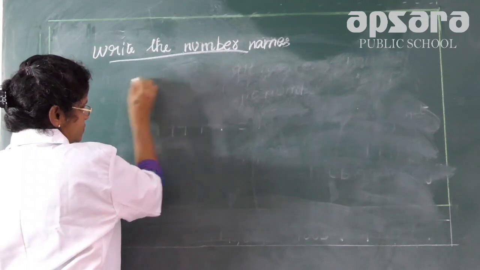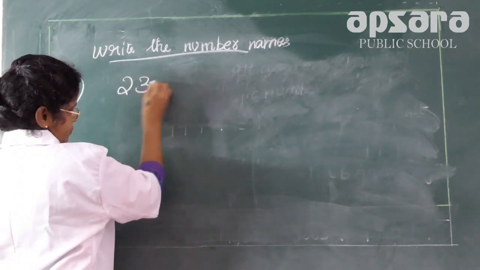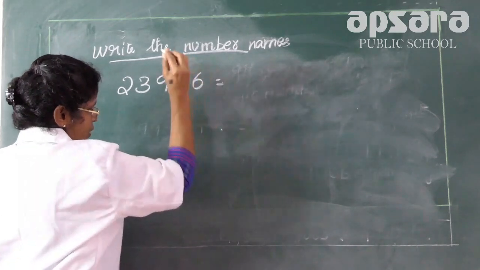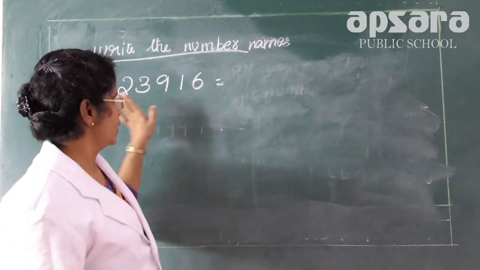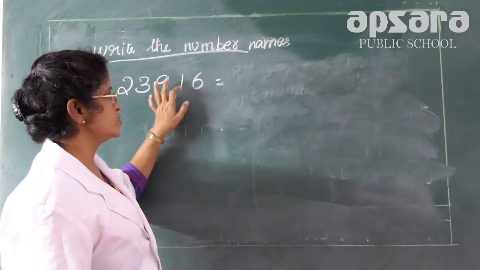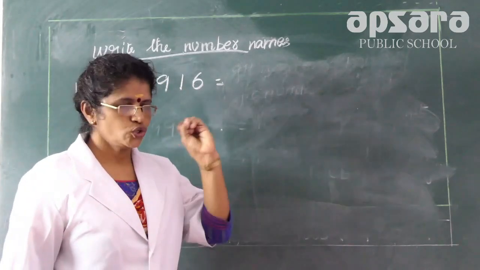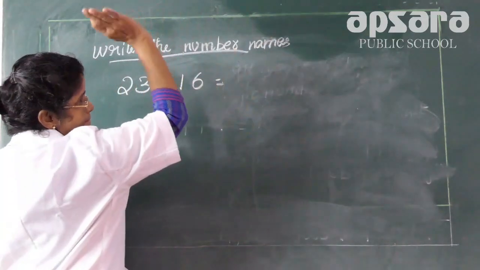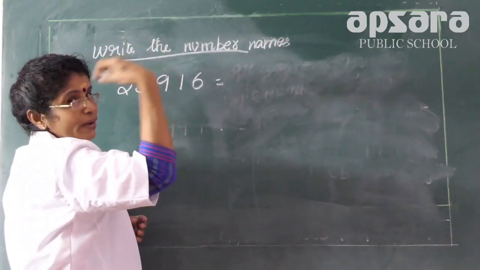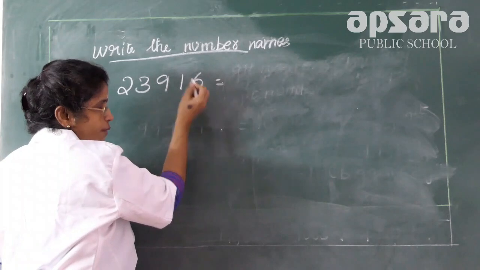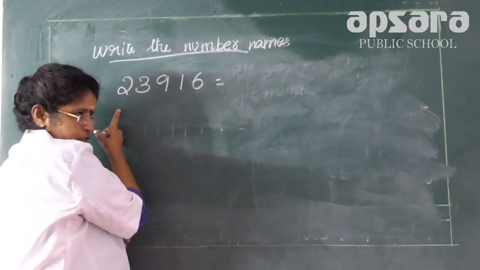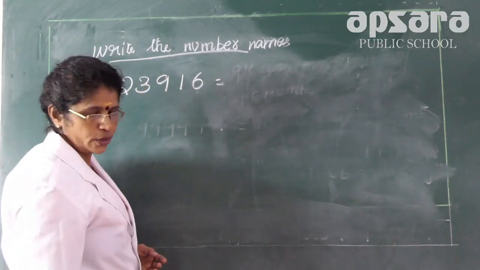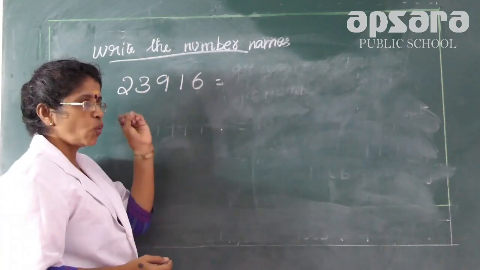Listen to the question. 23,916. How to write the number name? When you start counting, start from my right. You have to start counting from here, not from here. This is ones. Got it? So start counting from ones.